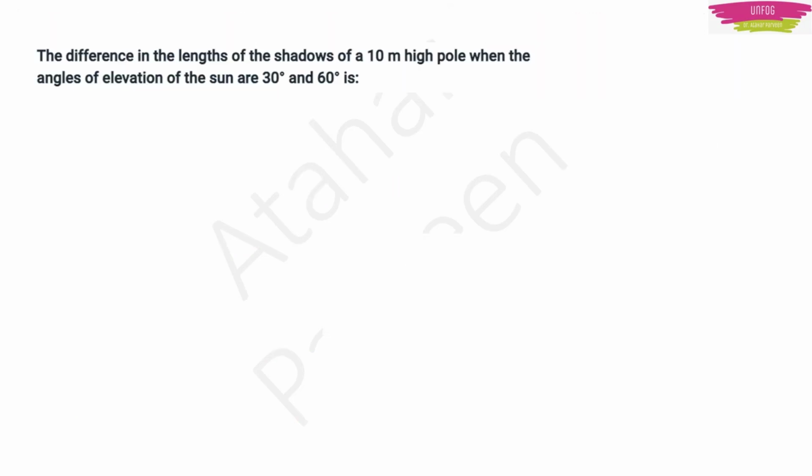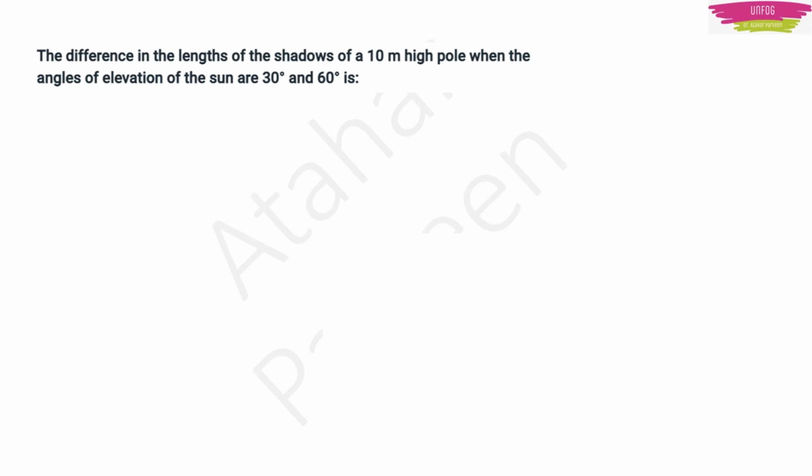The next example is the difference in the lengths of the shadows of a 10 meter high pole when the angles of elevation of the sun are 30 degree and 60 degree is. This question looks to be very complicated, right? Don't worry, just draw the figure.